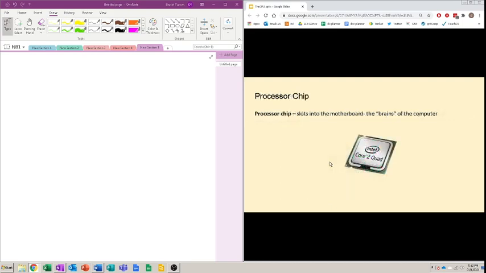The next component is very straightforward. This is the processor chip, the CPU. This will be the main thing we're going to talk about in this particular lesson. It slots into the motherboard and it effectively is the brains of a computer.